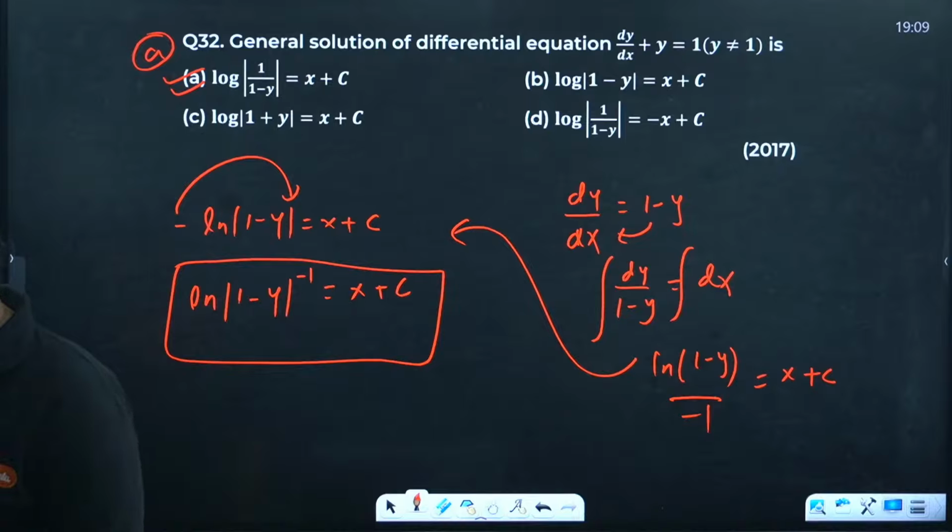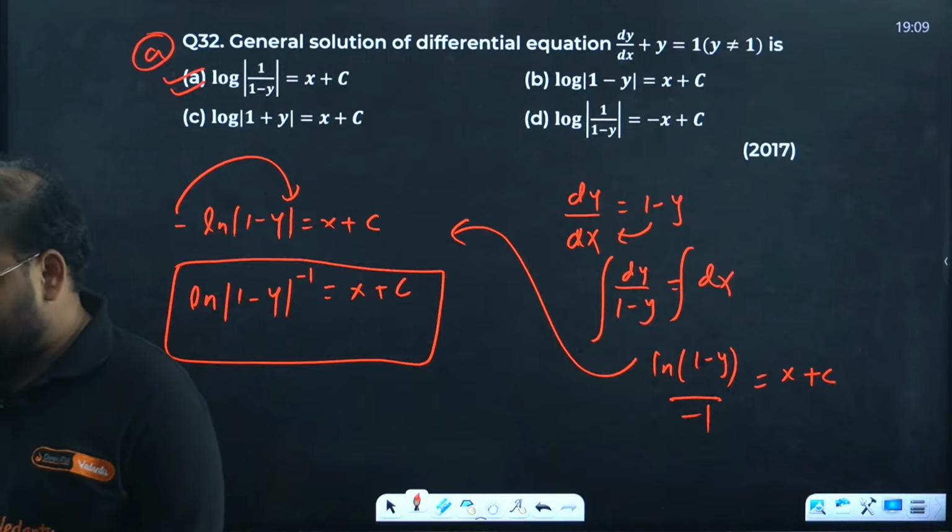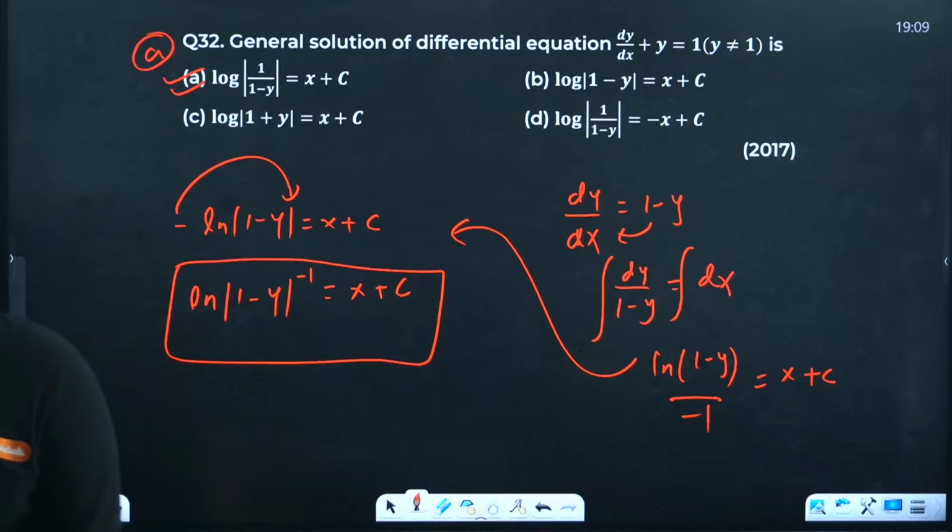Afreen, your doubt is clear? Have a look, please. Anybody has any doubt? 33.